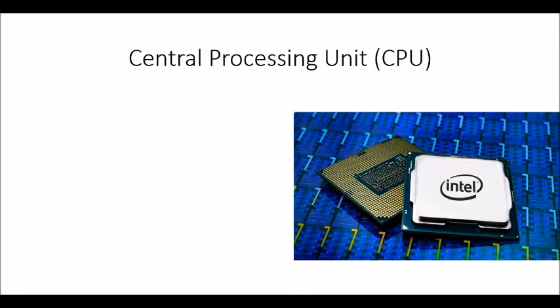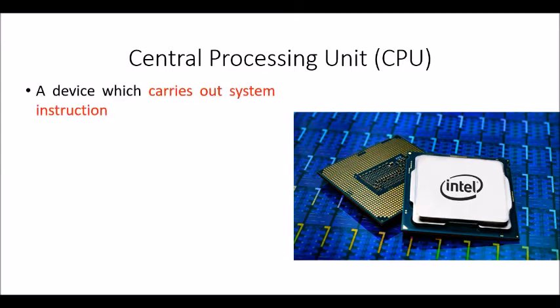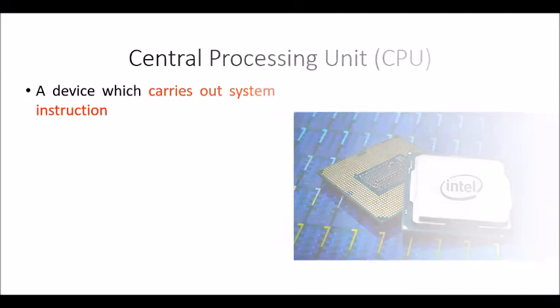Have you seen something like this before? What we call a computer processor. That is the Central Processing Unit, CPU. Usually CPU, another name you can call it is a processor. If you don't want to say CPU, you can say processor. It's also the same thing. Now, a processor is just a device which carries out system instructions. Just know that it carries out system instructions. That's the function of a CPU.